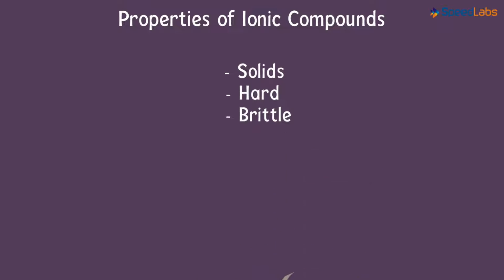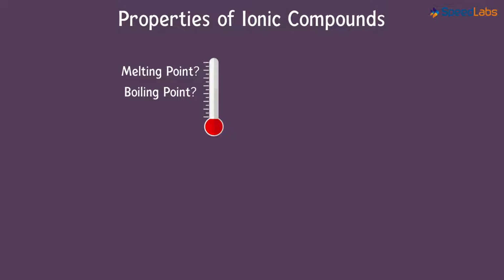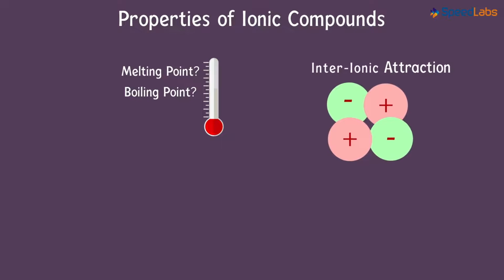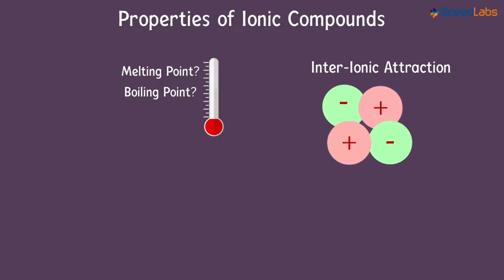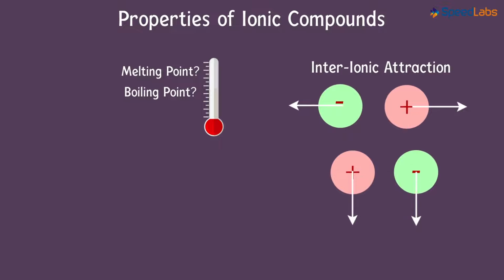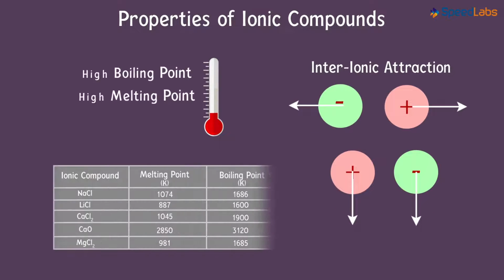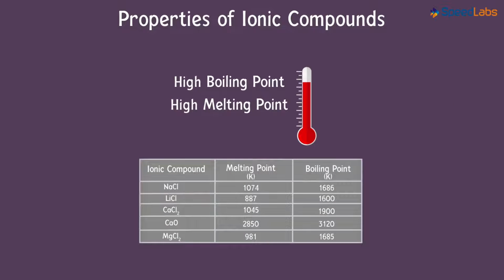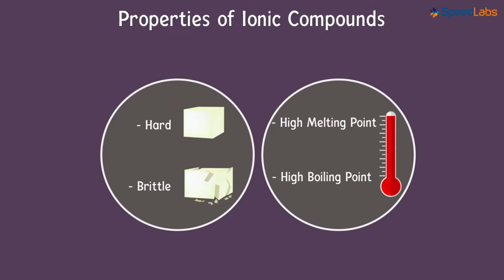Can you take a guess about the melting and boiling points of ionic compounds? Will they be high or low? As they have a very strong interionic attraction, a lot of energy is required to break the bond. Hence, they have very high melting and boiling points. These are two of the properties of ionic compounds. They are hard and brittle, and they have very high melting and boiling points.